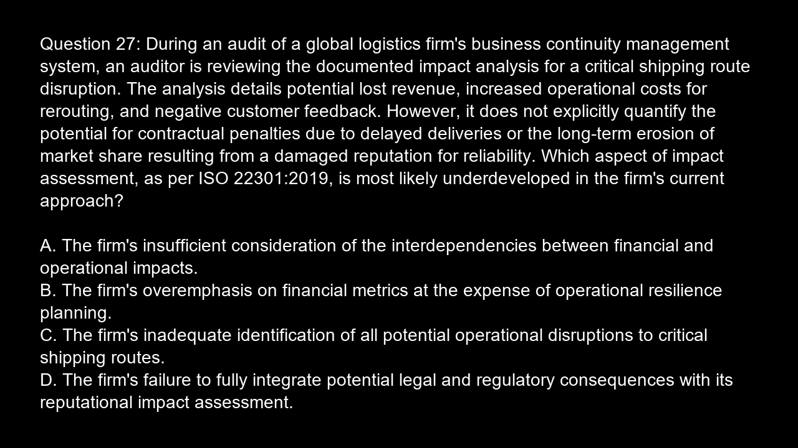Option A. The firm's insufficient consideration of the interdependencies between financial and operational impacts. Option B. The firm's overemphasis on financial metrics at the expense of operational resilience planning. Option C. The firm's inadequate identification of all potential operational disruptions to critical shipping routes. Option D. The firm's failure to fully integrate potential legal and regulatory consequences with its reputational impact assessment.